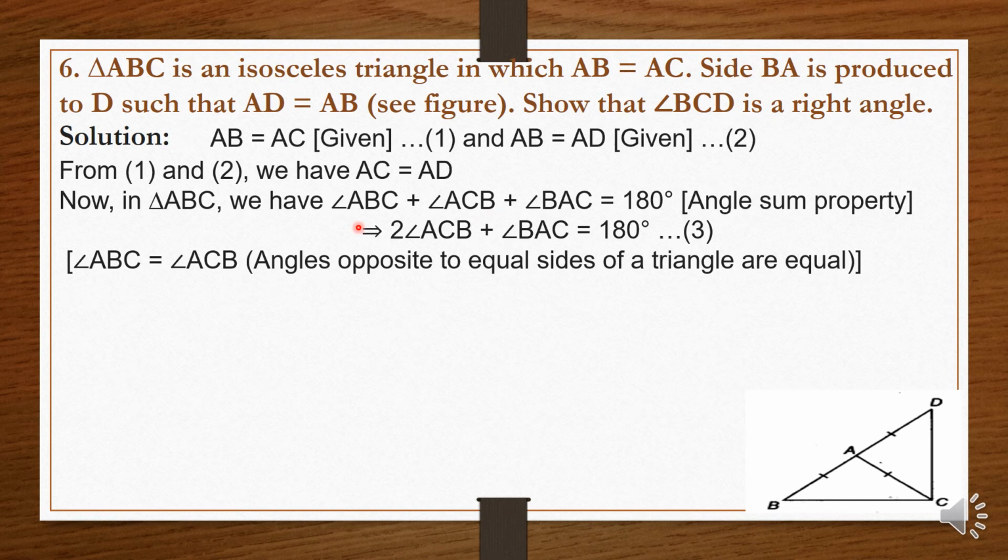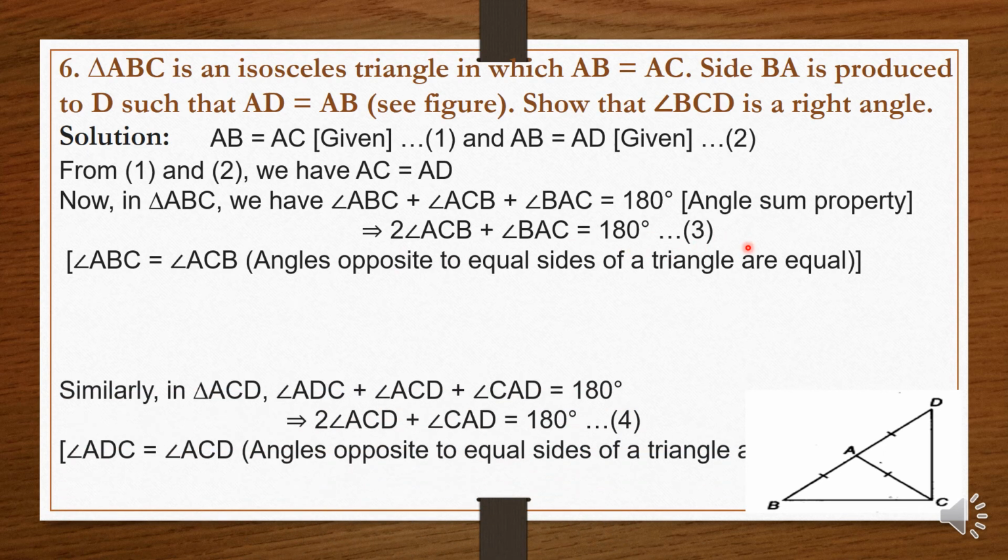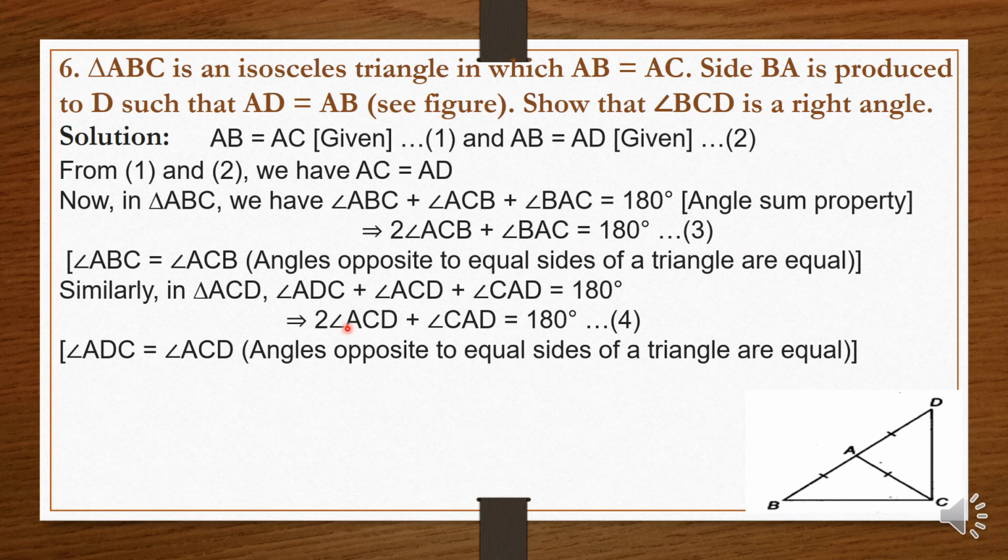So we can rewrite it as angle ACB plus angle ACB plus angle BAC is equal to 180, and that implies twice of angle ACB plus angle BAC is equal to 180. We are adding 2 times of this. Mark it as equation 3. Similarly, in triangle ACD, we have the same angle sum property. We can take all the angles of this triangle ACD, that is angle ACD plus angle ADC plus angle CAD is equal to 180.